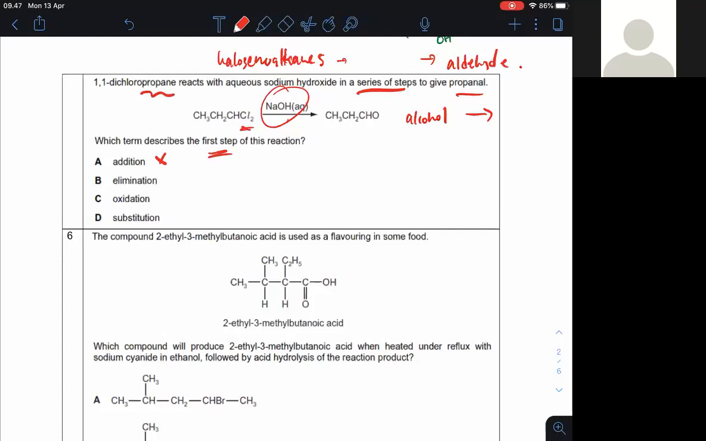This is propane, so propane is an alkane, so it's going to be a halogenoalkane. Halogenoalkanes do not undergo addition reaction. We do not have elimination reaction because the sodium hydroxide is not in ethanol. In order to have elimination, it must be in ethanol. The first reaction is also not oxidation, because halogenoalkanes don't undergo oxidation. So the first reaction must be substitution. So that's going to be the answer.